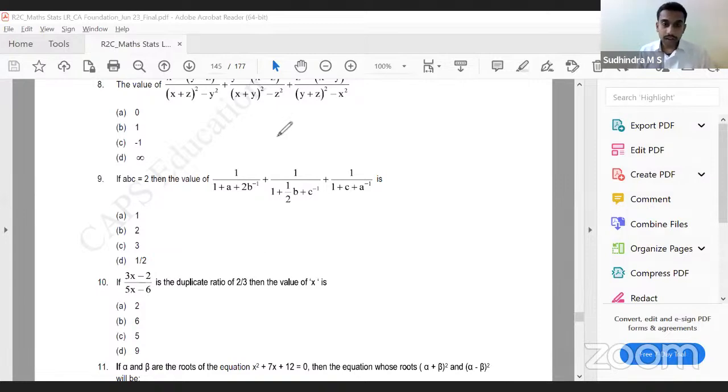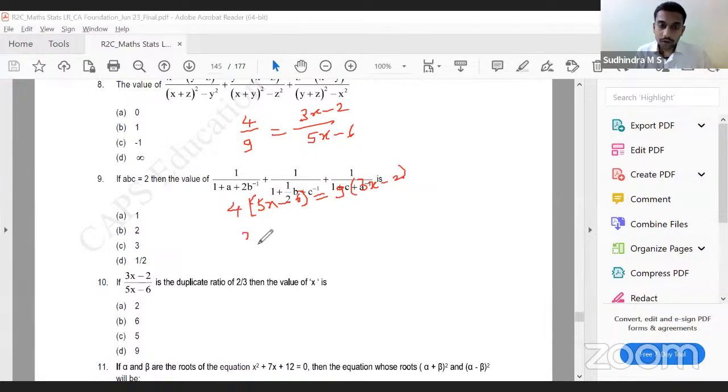Duplicate ratio of 2 by 3. What is the duplicate ratio of 2 by 3? 4 by 9, 2 square and 3 square, correct? 4 by 9 is equal to 3x minus 2 divided by 5x minus 6. Simplify this, we get the answer. Cross multiply: 4 into 5x minus 6 is equal to 9 into 3x minus 2.